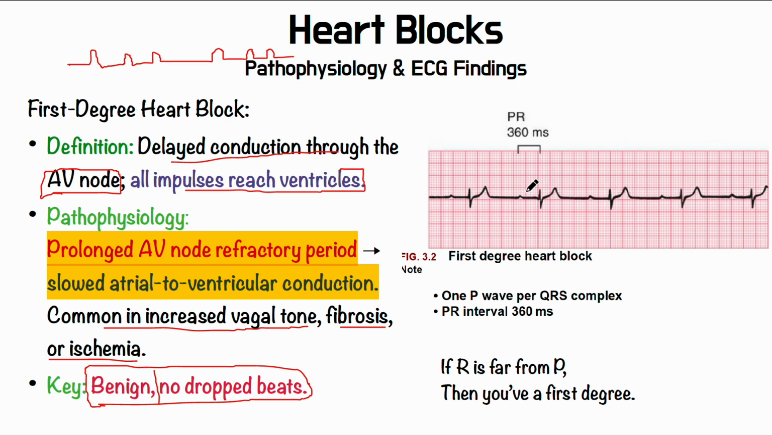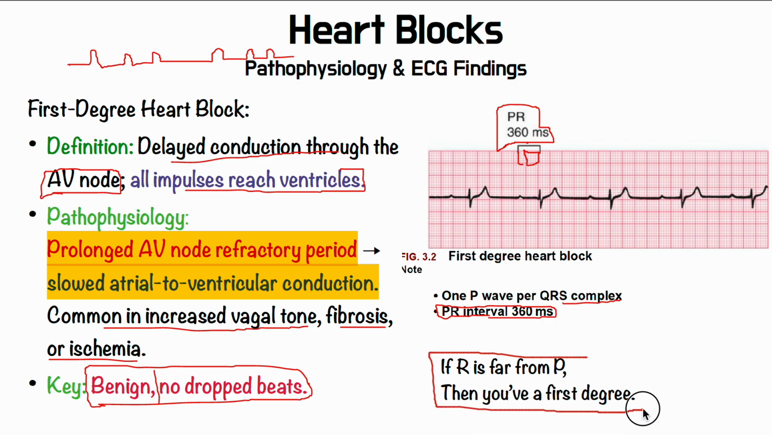What is a normal PR interval? The normal PR interval was this one large box, which meant 200 milliseconds at maximum, right? But there are 2.5 boxes here, so it increased to 360 milliseconds. The PR interval is maximally increased, delayed in this case, right? One P wave per QRS complex is there, and a PR interval of 360 milliseconds can be found in first degree heart block.